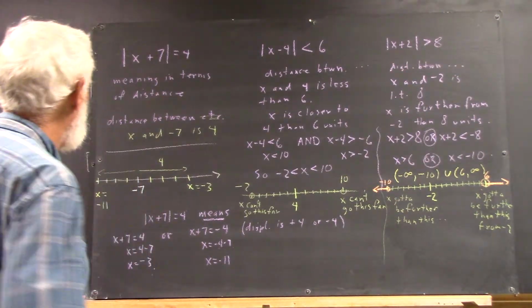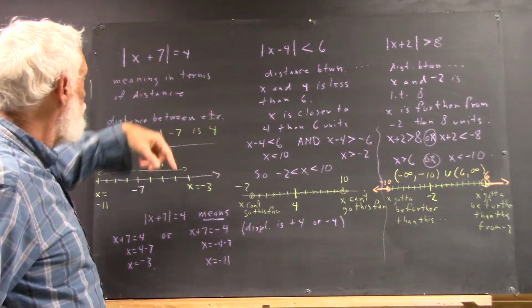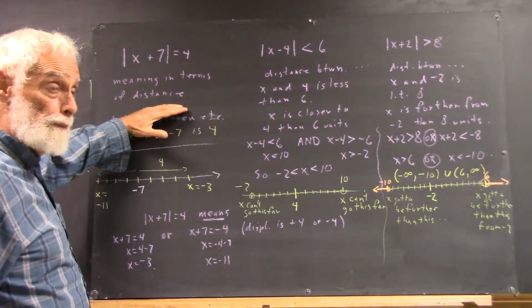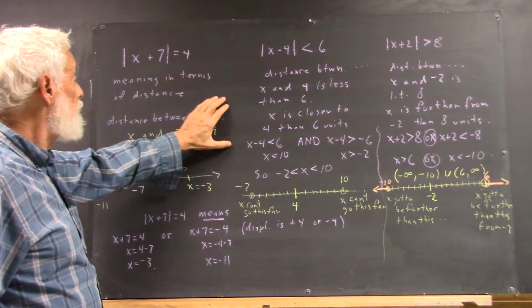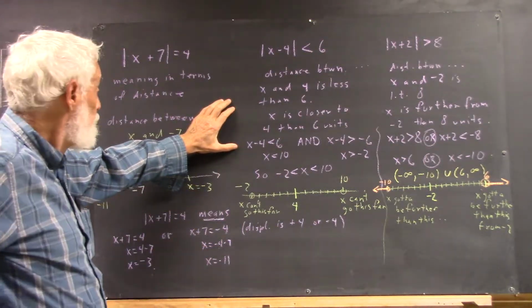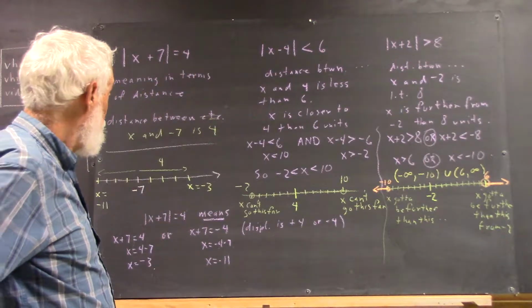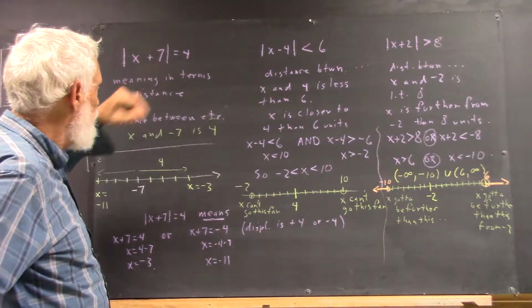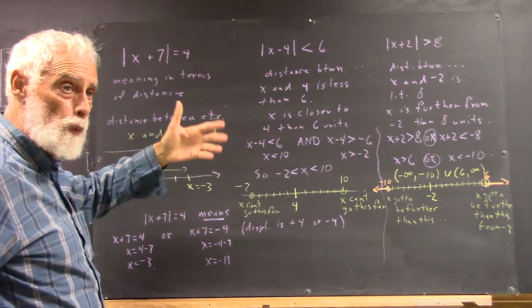Okay, so absolute value of x plus 7 equals 4. What's the meaning of this in terms of distance? So we start with distance between, and then you fill in the rest, okay? And people did that. So what do we get? Absolute value of x plus 7 is the distance between what and what?